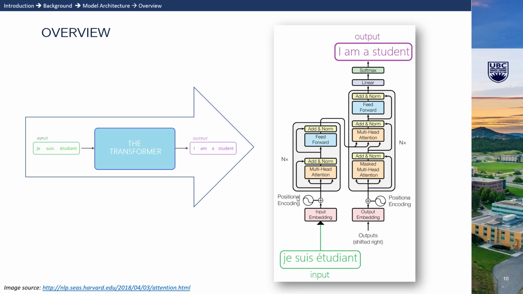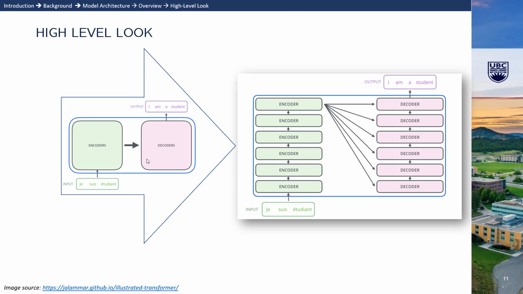Please do not worry about the bits and pieces of every part of the transformer. We are going to delve into the details. If we pop open the black box of the transformer, we see an encoding component, a decoding component, and connections between them. The encoding component is a stack of encoders. The decoding component is a stack of decoders of the same number.